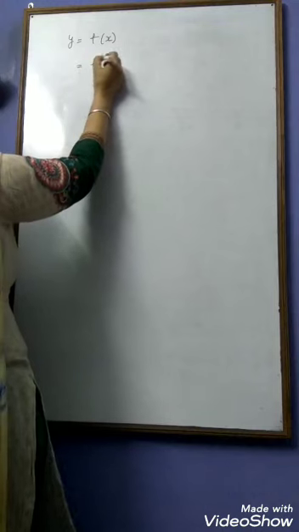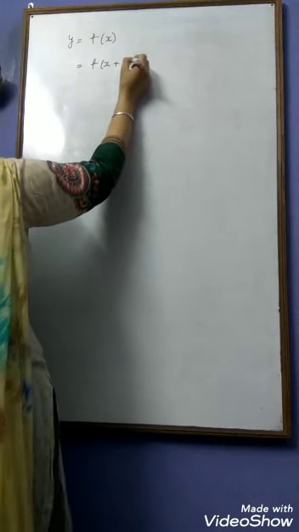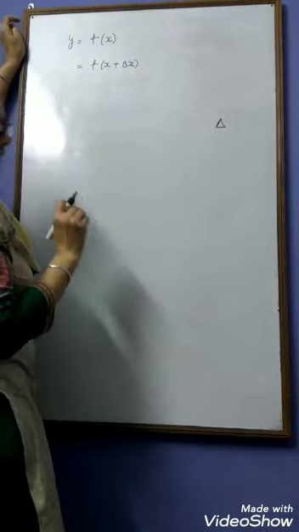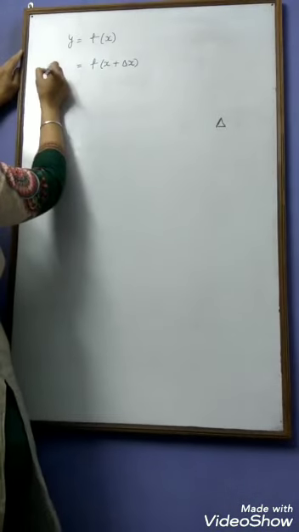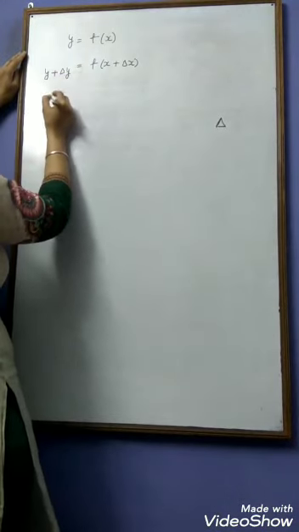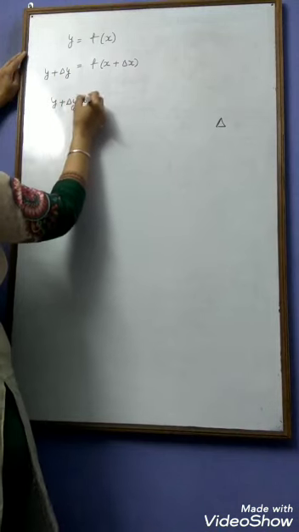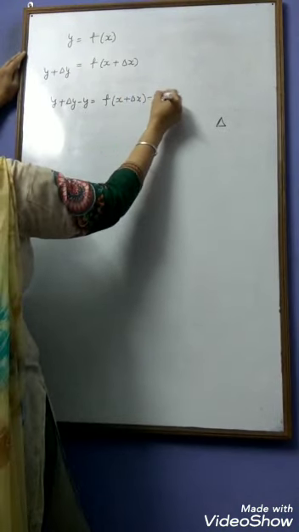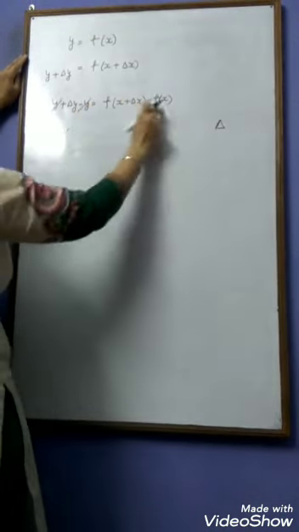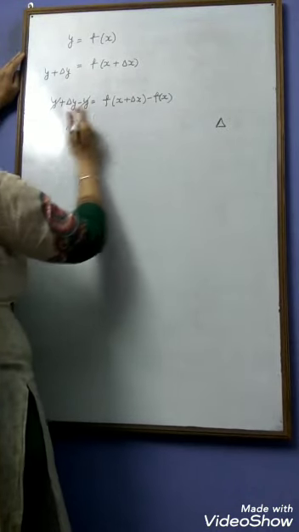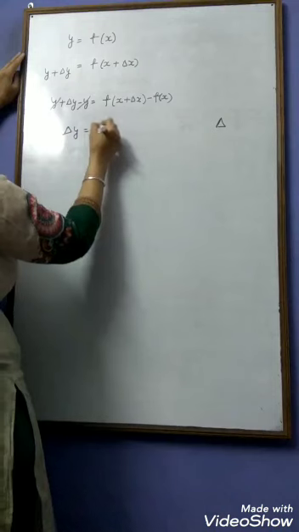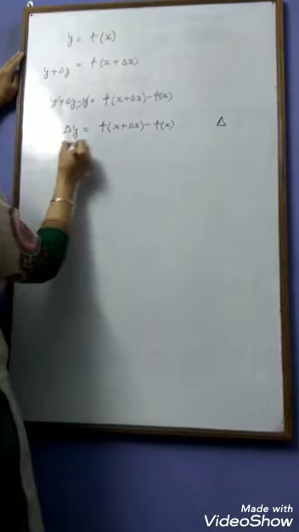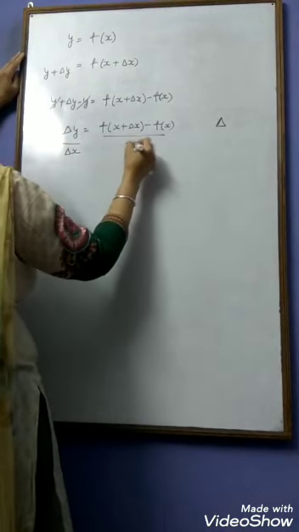If we have a small change, that is delta x. This term is denoted as delta, a very small change. Then there is also a small change in y. Then delta y is f(x plus delta x) minus f(x), and we divide both sides by this small change.